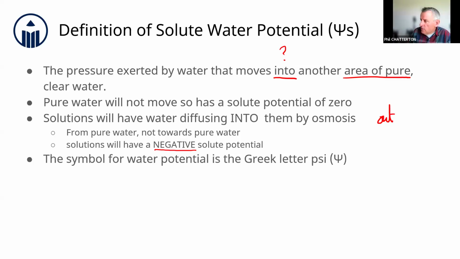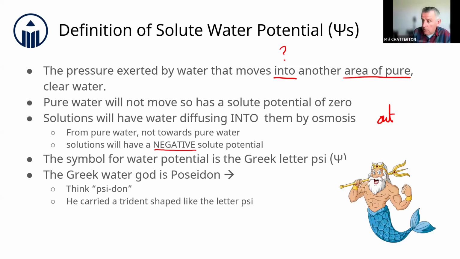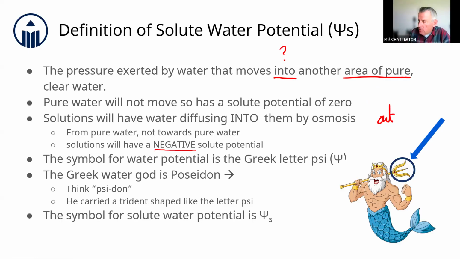So the Greek letter psi is used. The Greek water god was Poseidon, which is kind of a bit like the letter psi. And there he is. And he actually carried a trident, which has got the shape of the letter psi, which is entirely coincidental, I think. But it's a nice way to remember it if that helps. Okay, the letter psi. And as we said before, the symbol for solute water potential is psi subscript S.